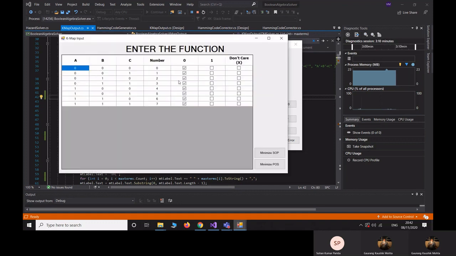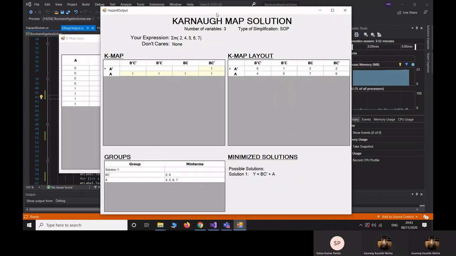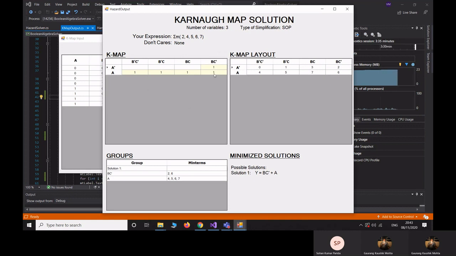The input given to the K-map is in a tabular format in which every row represents the binary representation of a term, and we can choose it to be either a max term, a min term, or a don't care. The first expression is minterms 2, 4, 5, 6, and 7. As you can see in the output, on the left side is the K-map, and the colored cells are the ones which are grouped. The right side is a K-map layout in which each cell is mapped to its particular decimal number.